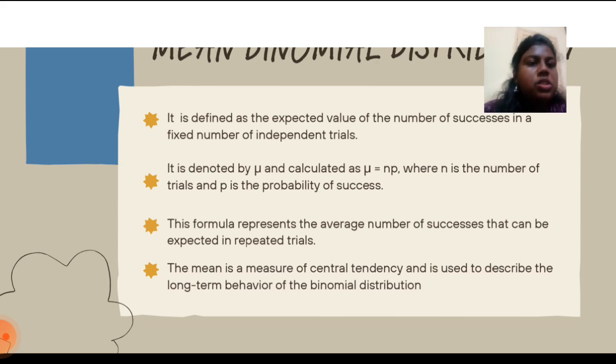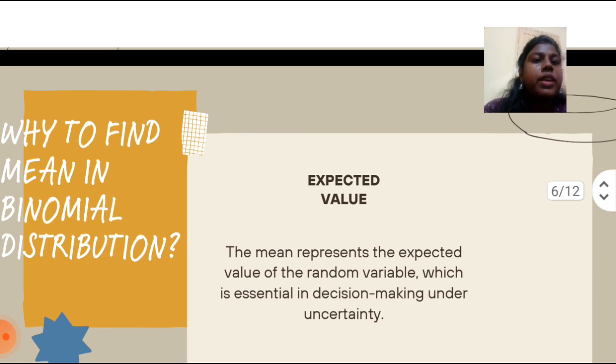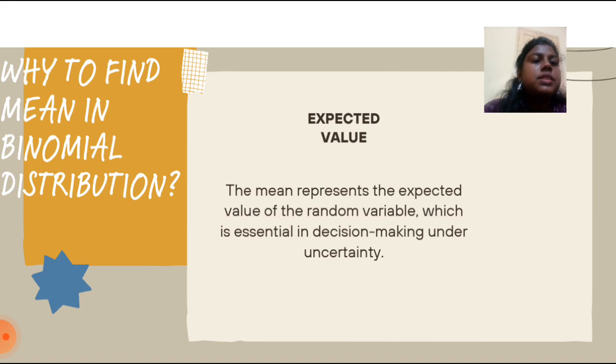The mean is a measure of central tendency, and it is used to describe the long-term behavior of the binomial distribution. So why do we need to find the mean of a binomial distribution? Because it gives the expected value, which means the mean represents the expected value of a random variable, which is essential in decision making under uncertainty.